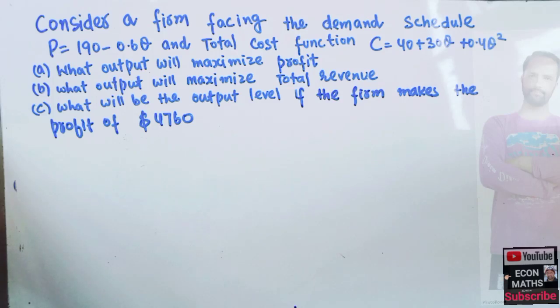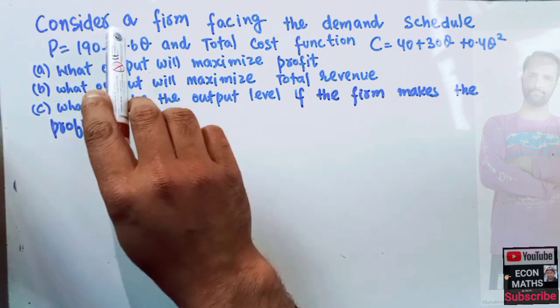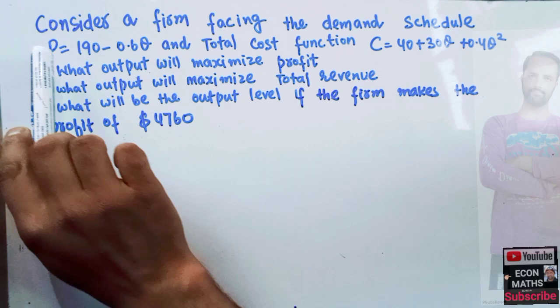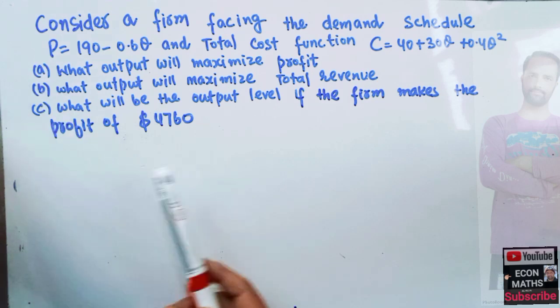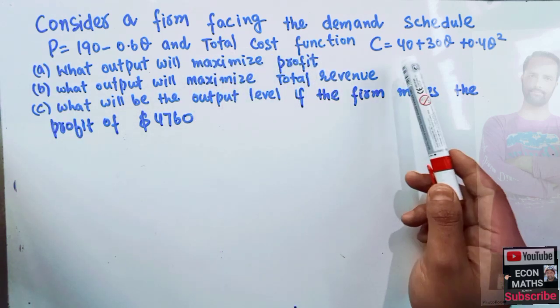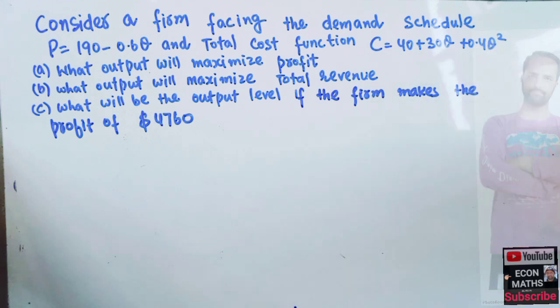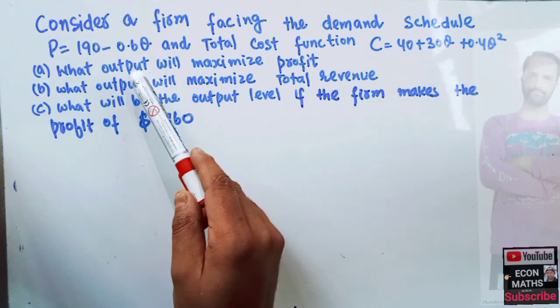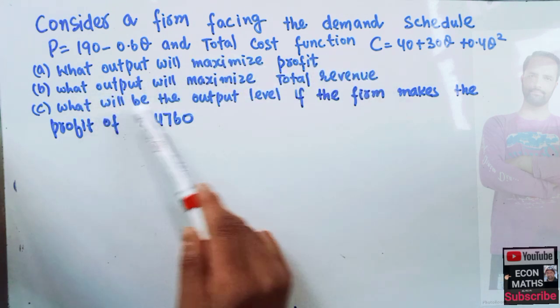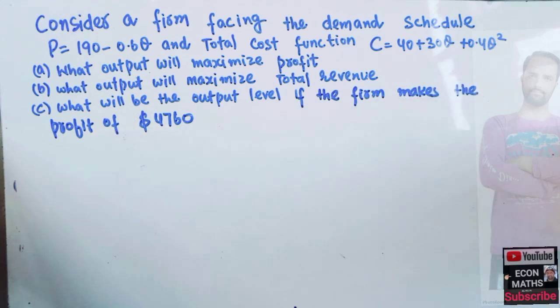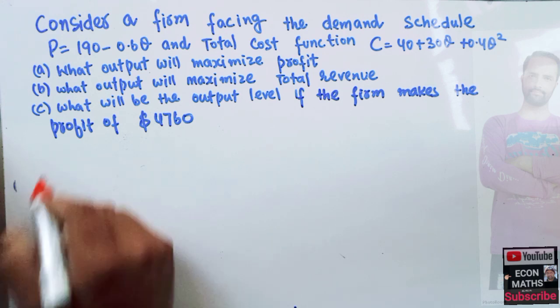In this video, we will solve a problem on profit maximization in case of monopoly. The question is, consider a firm facing the demand schedule as P is equal to 190 minus 0.6Q, where Q denotes the output, P is the price, and the total cost function is given as 40 plus 30Q plus 0.4Q square. We have to find out the output level that maximizes the profit, the output level that maximizes the total revenue, and what will be the output level if the firm makes a profit of $4,760. Okay, now for this, let's take the first part.